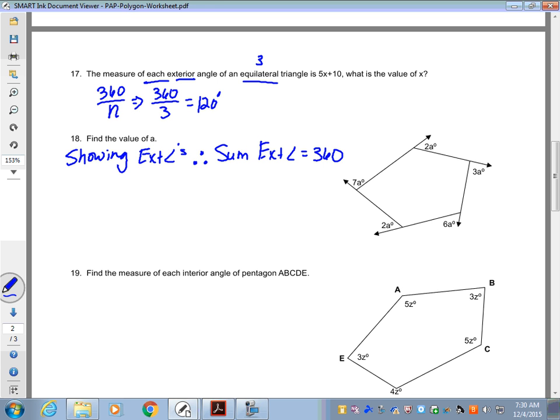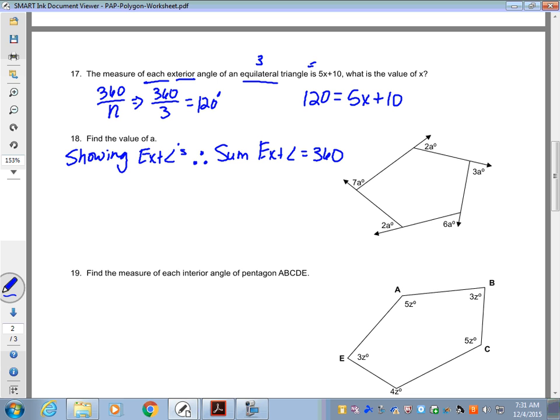And it says the measure of each exterior angle of the equilateral triangle is, so that tells me it's equal. So I already know each exterior angle is 120, and it's going to be equal to 5x plus 10. And then we're going to solve for x, and I think you can handle it from there.